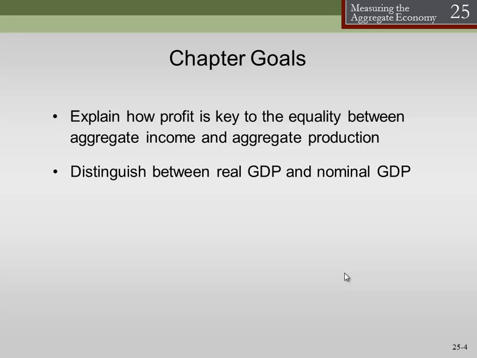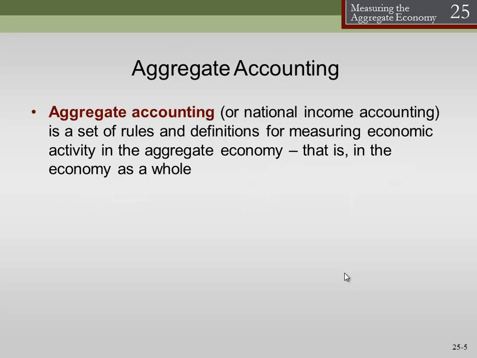We talked about the concept of real and nominal last time. Now we're going to really apply it. So we talked about that in Chapter 24. We'll apply it now in Chapter 25. And discuss some of the shortcomings of using GDP. All right, so let's get started.